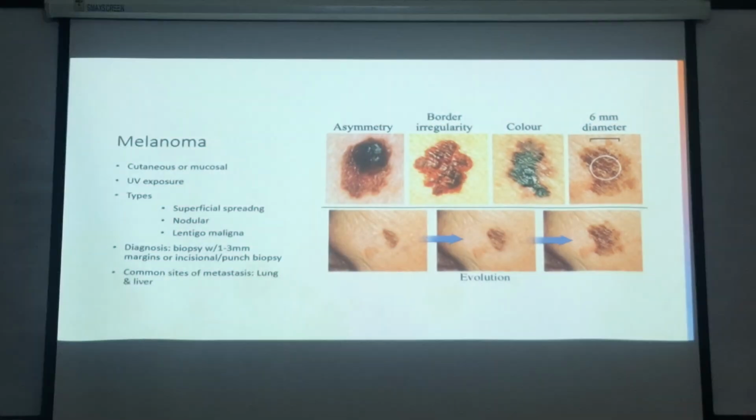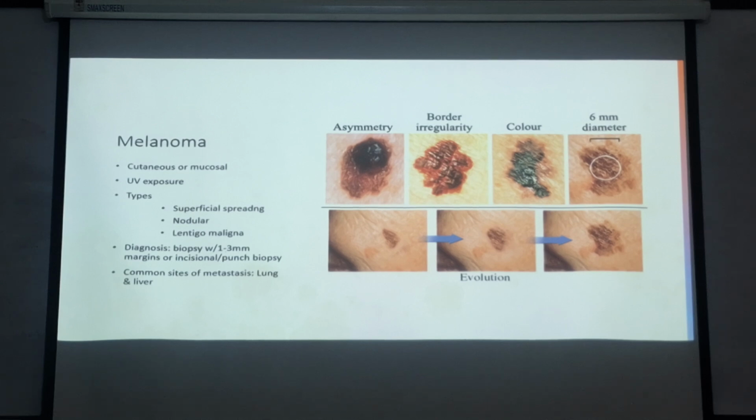Melanoma. You can diagnose melanoma by the ABCD, right? Asymmetry, border irregularity, color, and diameter. Melanomas can either be cutaneous or mucosal. They're also associated with UV exposure. Now, the types are superficial spreading, nodular, and lentigo maligna.